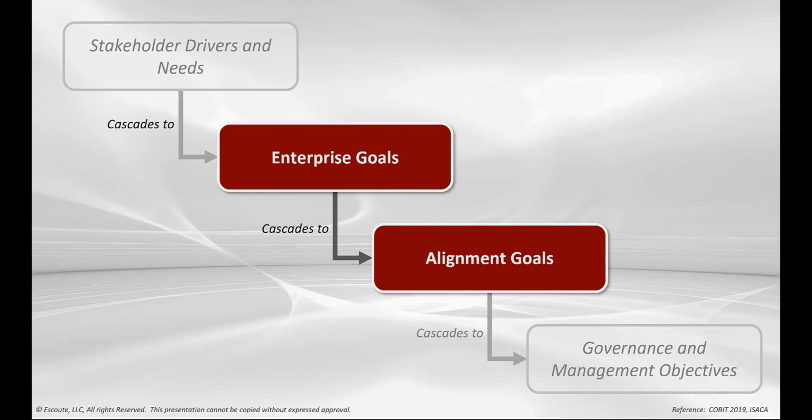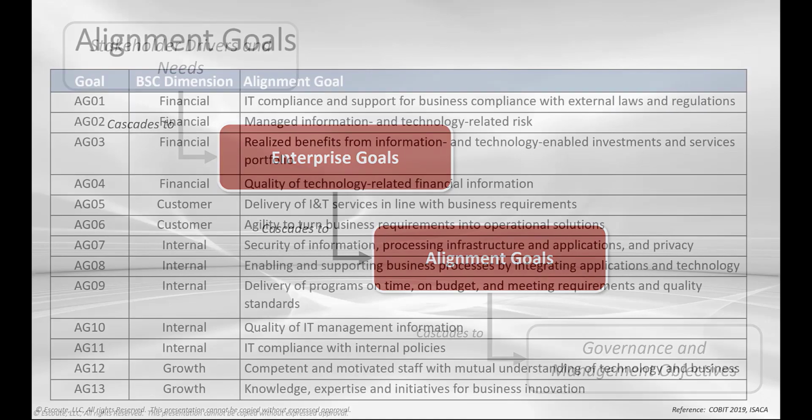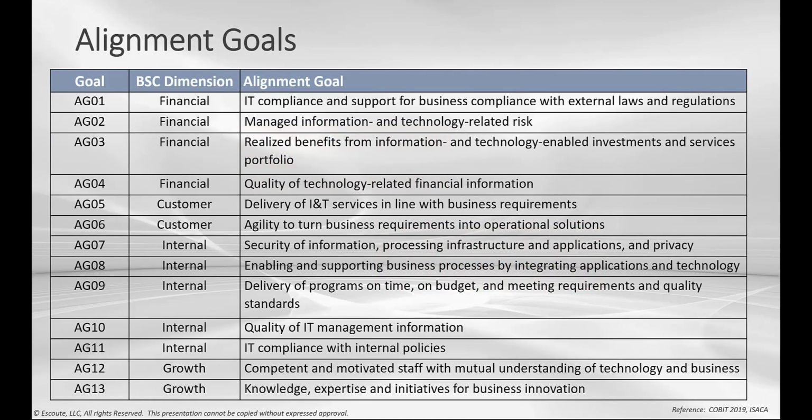This is an updated term, but it also seeks to avoid this frequent misunderstanding that these goals indicate purely internal objectives of the IT department within the enterprise. Like enterprise goals, alignment goals have been consolidated, reduced, updated, and clarified where necessary from COBIT 5. Surprise, surprise, within those alignment goals, we'll see there are 13. And here are my 13 alignment goals.